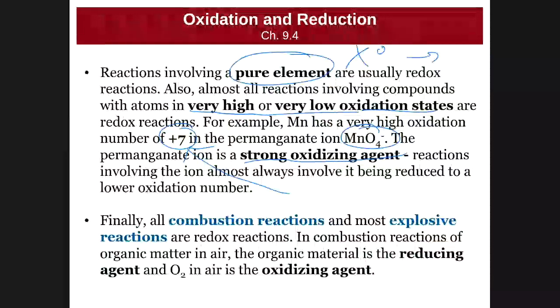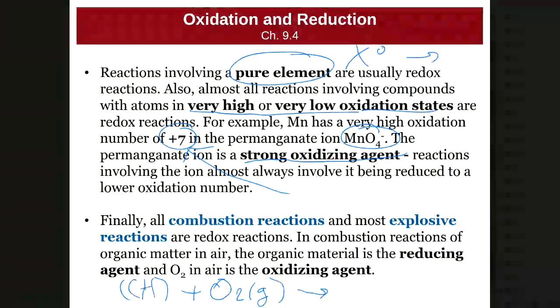All right, and finally, all combustion reactions and most of our explosive reactions are redox reactions. Combustion reactions, if you remember, are usually something reacting with oxygen gas, almost always reacting with oxygen gas. And if it's a hydrocarbon, an organic compound, it also forms water and carbon dioxide, which is something we learned a long time ago. But the main part to remember is that it's a reaction with oxygen gas.